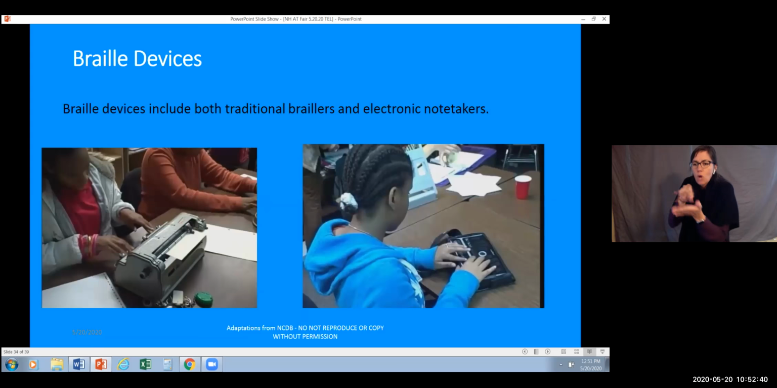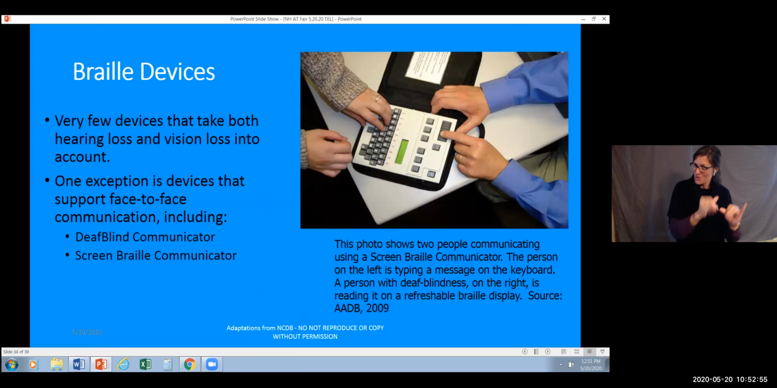These are just some examples of Braille devices and note takers. There are several products out there, but you can see from the old-fashioned Perkins Braillers, still a lot of people out there are using that, and electronic note takers. Again, this particular photo shows two people communicating and using a screen Braille, refreshable Braille device.